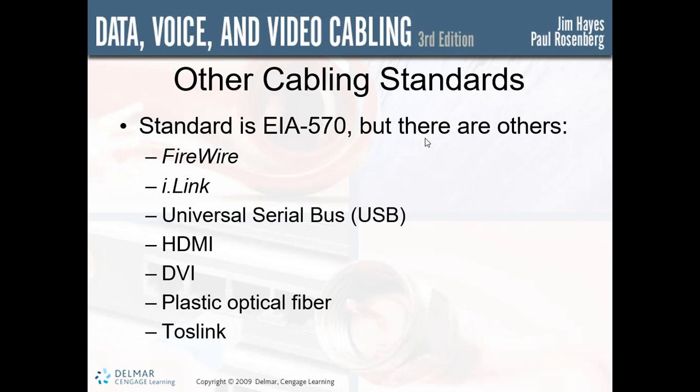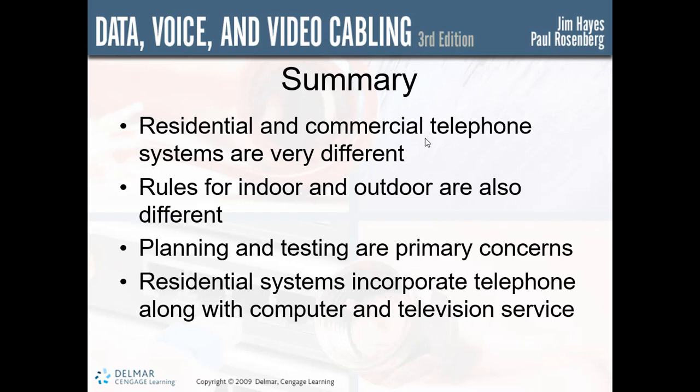In summary, residential and commercial telephone systems are very different in both materials and methods. Rules for indoor and outdoor telephone cables are also quite different. Planning and testing are primary concerns for any telephone system installation. Residential network systems incorporate telephone service along with computer and television service inside an integrated system.